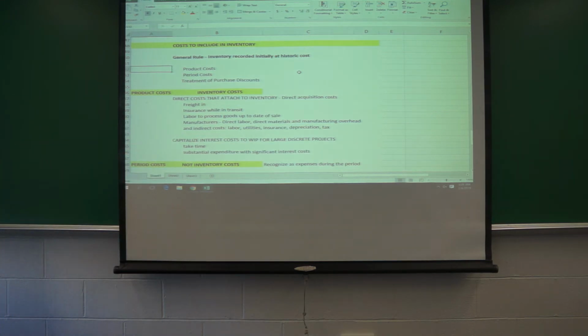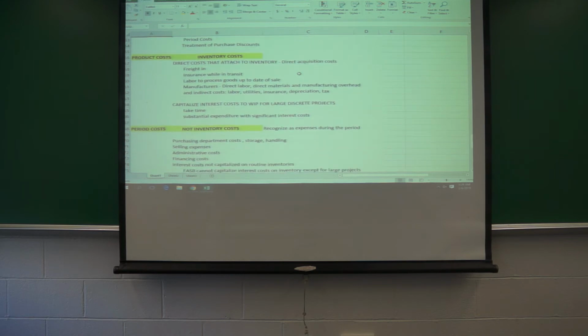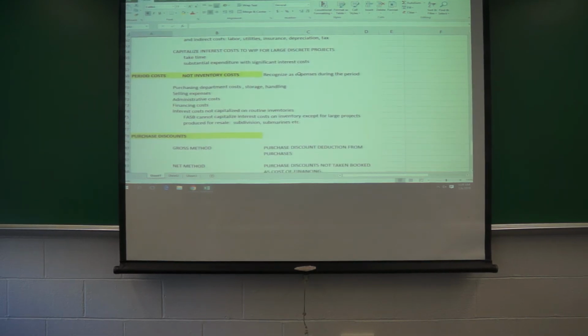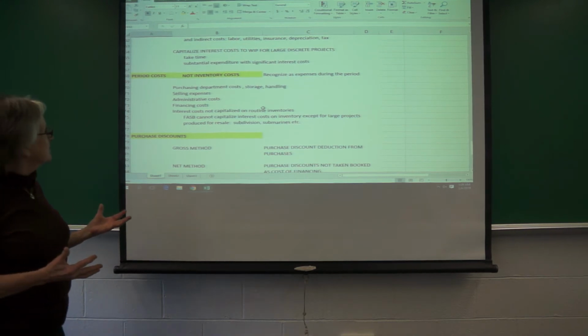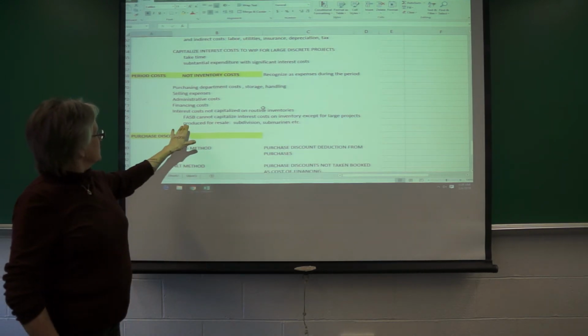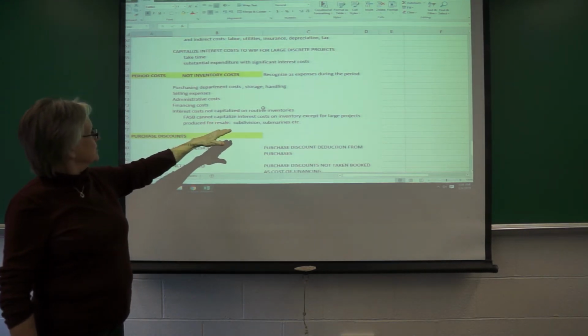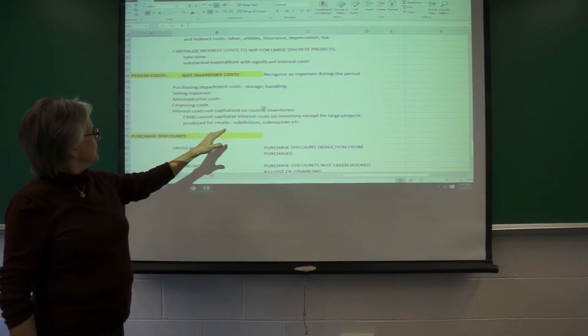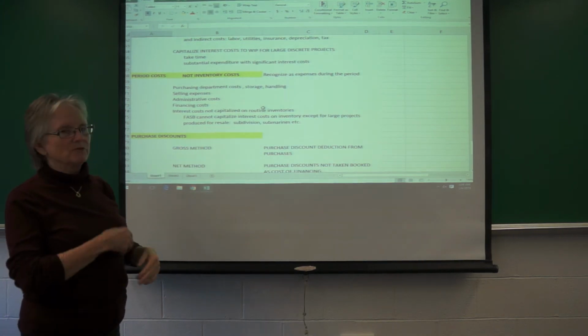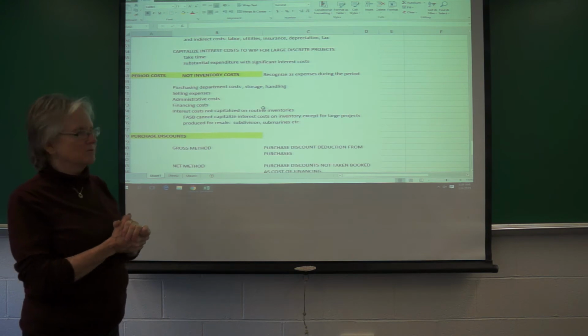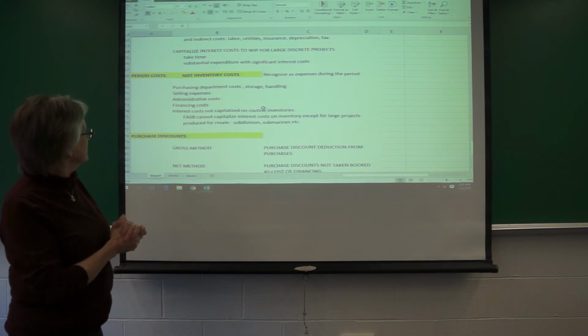Period costs, these are your officers' salaries and all of these administrative costs, financing costs. Those do not attach to the inventory, and FASB specifically says you can't capitalize interest costs on inventory except for the large projects. So on recurring routine inventories, no interest can be capitalized.